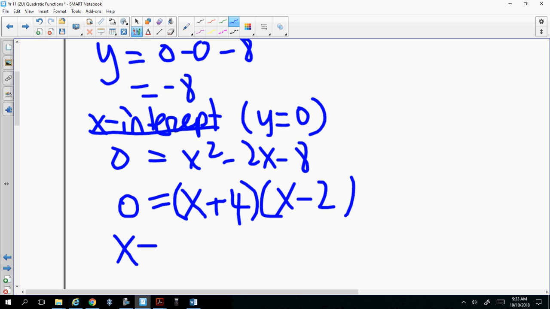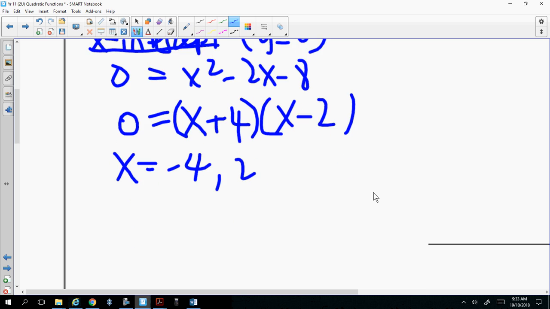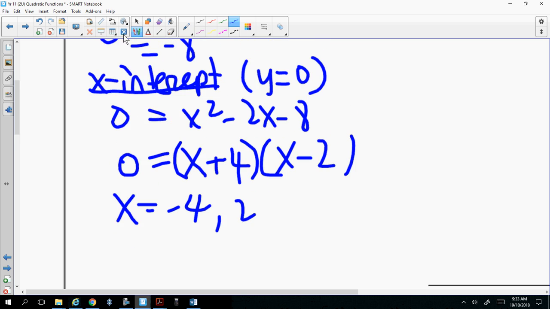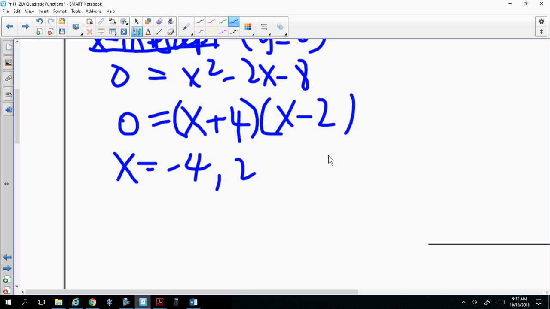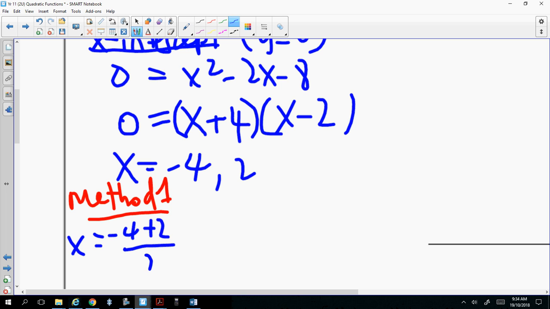These are the x-intercepts. X-intercept, y-intercept, and then you get the axis of symmetry. Now, there's two ways to get the axis of symmetry. Let me give you both ways. The first method is the one I just showed you, which is to just average the two, which you get negative 1.